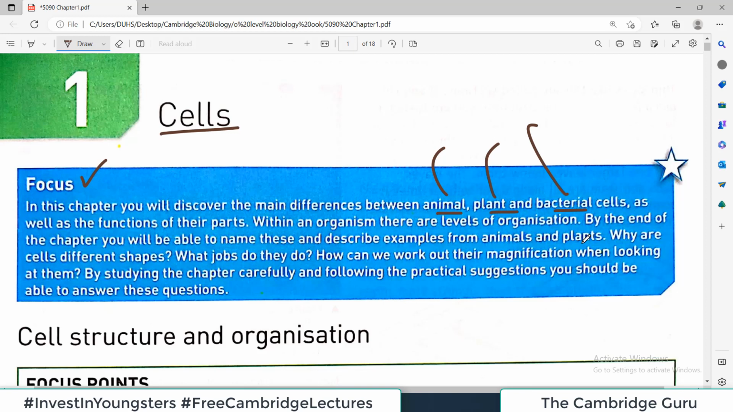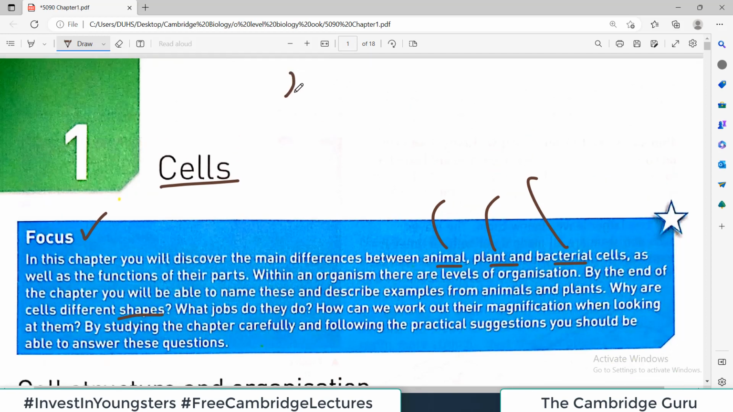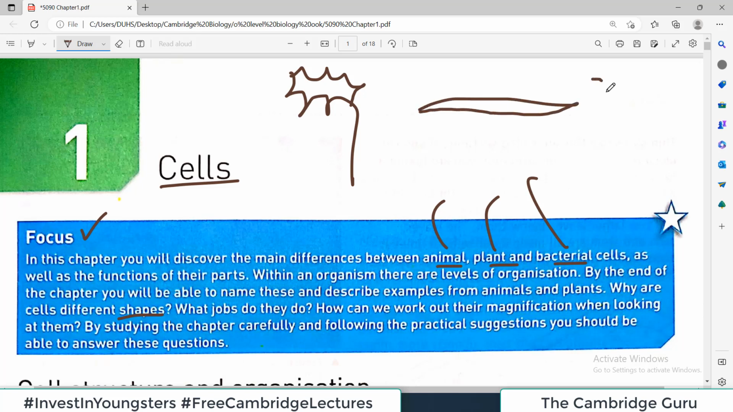And there are different questions that they want you to ask yourself. For example, why are different cells different in shapes? So for example, if we talk about a neuron, it is something like this. There is a cell body and then there is a long process, and we will study about this. So a neuron is different from a skeletal muscle cell, which is something like this, and a skeletal muscle cell is different from a nephron, which is something like this.